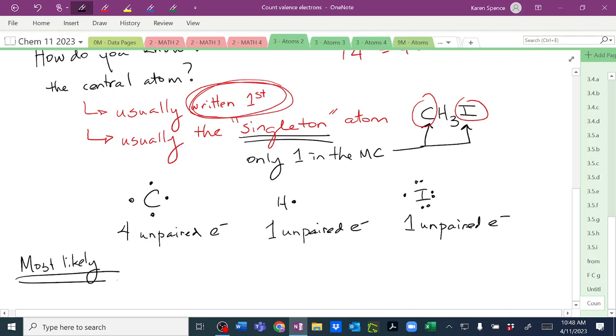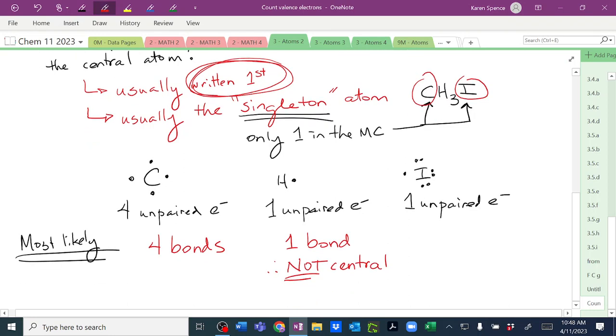So most likely, how many bonds will carbon form? 4 bonds. How many bonds will hydrogen form? 1 bond. So can hydrogen go in the middle? Okay, and iodine? 1 bond. So probably not central. Certainly not if carbon is around. If carbon is around, put it in the middle. Carbon, 4 bonds, always in the middle, okay?